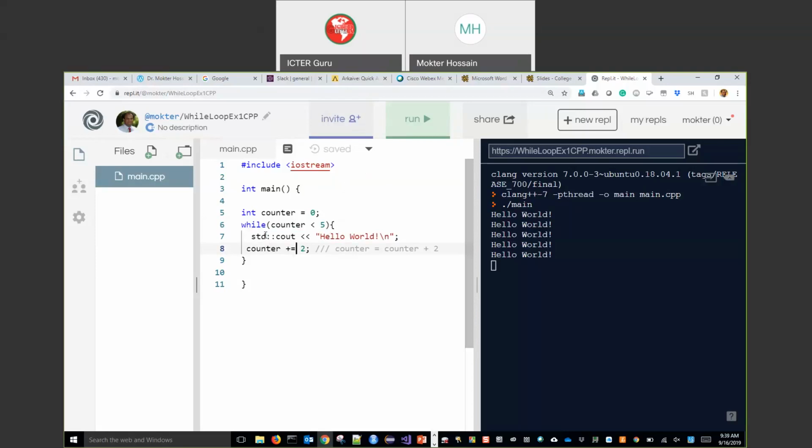At this position, with counter equal to 6, it will come here and check, is 6 less than 5? That is false, right? A while condition always works for the true value, so it will not work for false. So it will not enter the loop, and it will execute only 3 times. Everybody understand? Anyone has an issue?